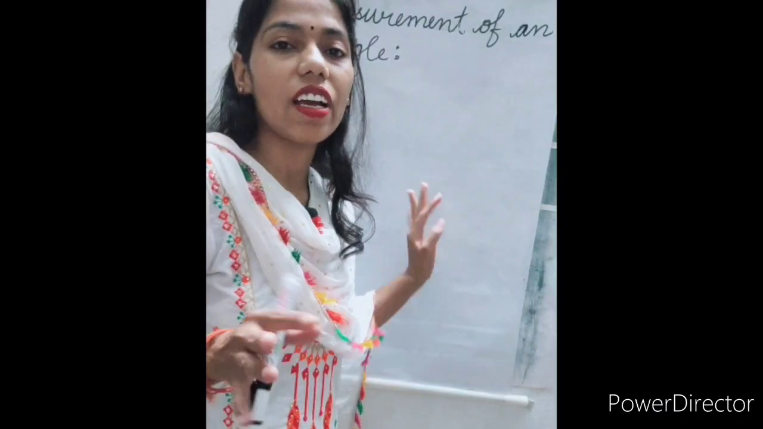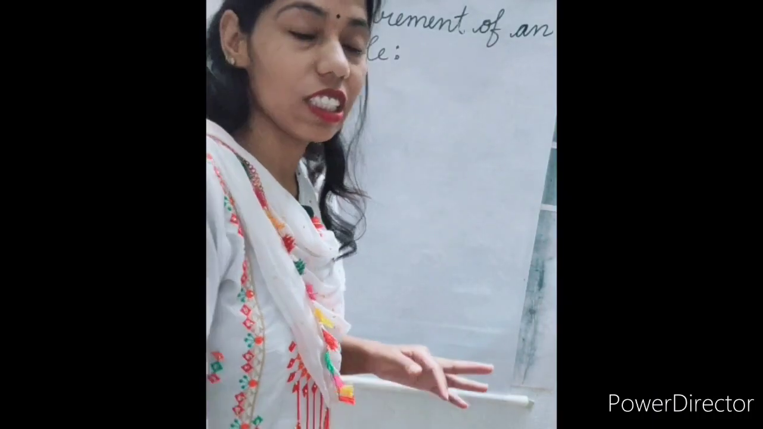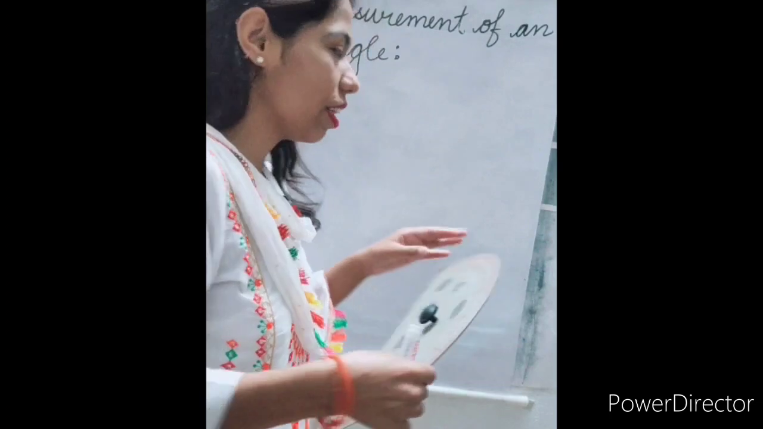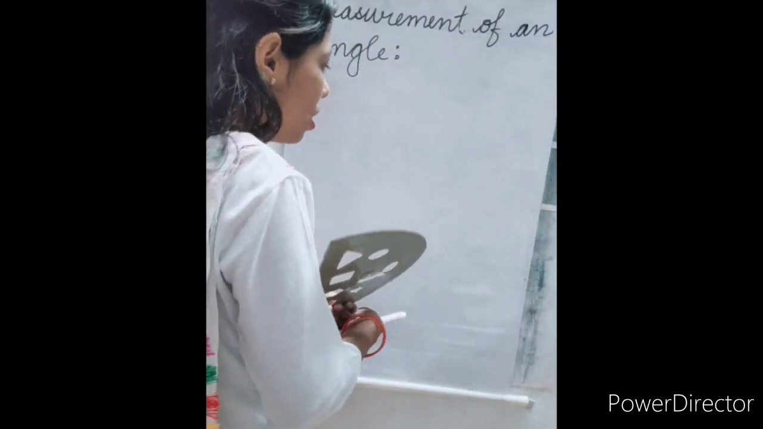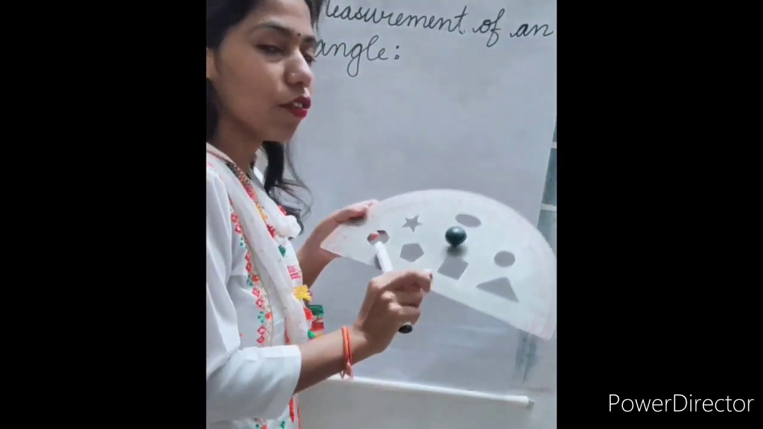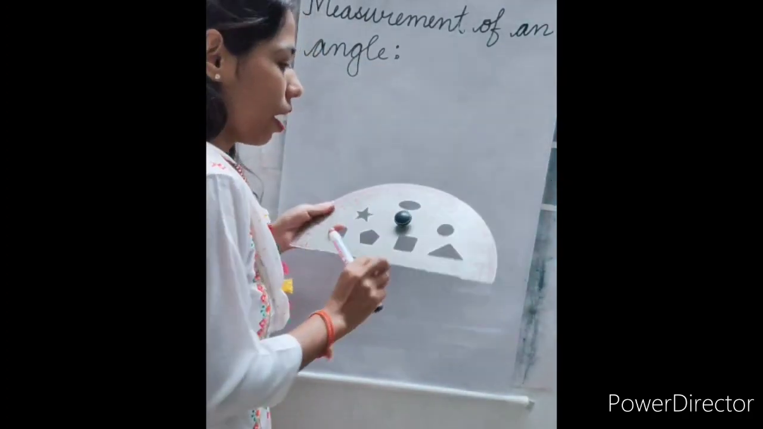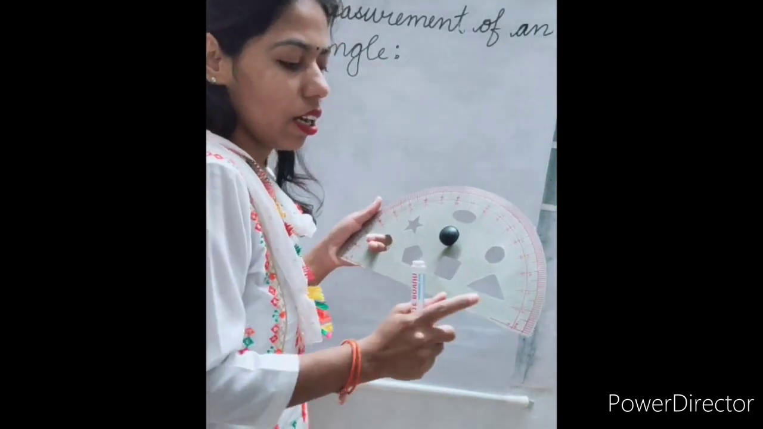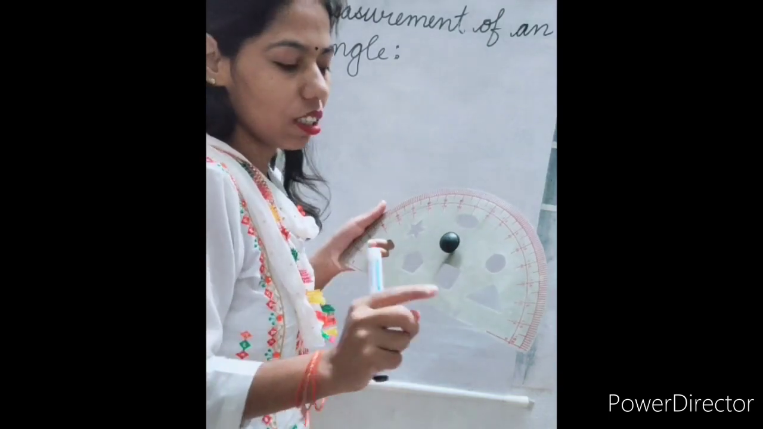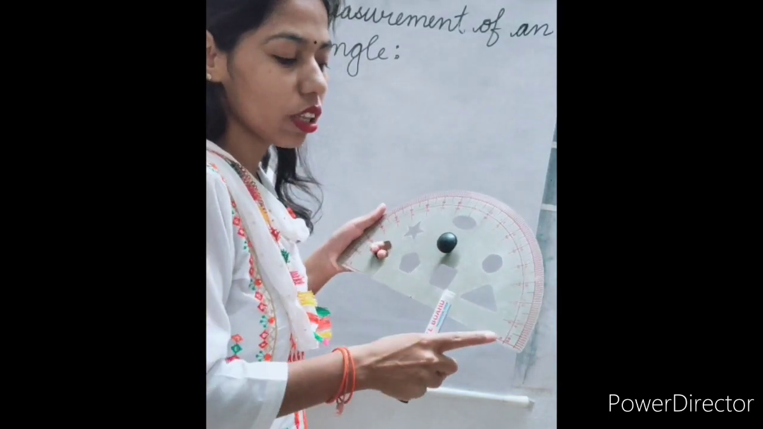Let's start the measurement of an angle. How do we measure an angle? As you have studied in the chapter on measurement, there you studied measurement of capacity, weight and length. Whenever we have to measure an angle, we measure it in degrees. For measuring an angle we need a protractor, and this protractor has different degrees.